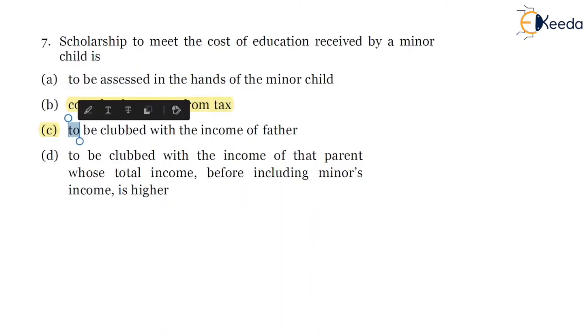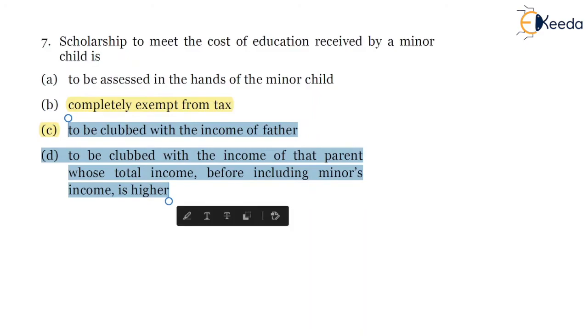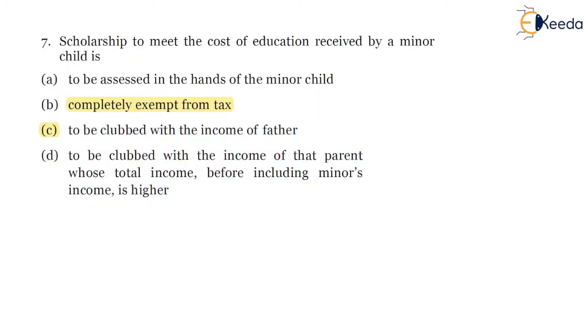To be clubbed with the income of father, no. And to be clubbed with the income of the parent whose income is greater or higher? No. Option C and D are also not applicable. Since the income is exempt entirely, the scholarship fees, since it is exempt, nothing is supposed to be clubbed. Correct? And option number B is correct, wherein completely exempt from tax is the right answer.